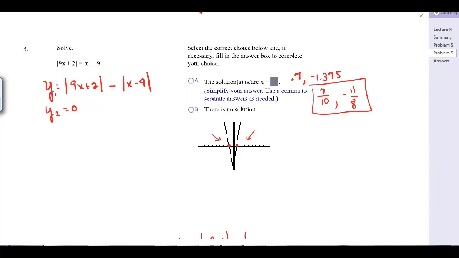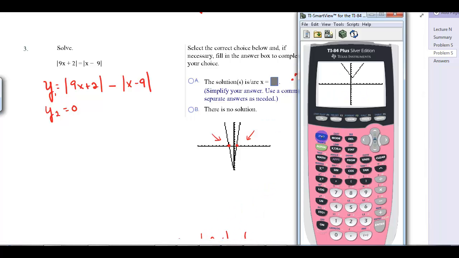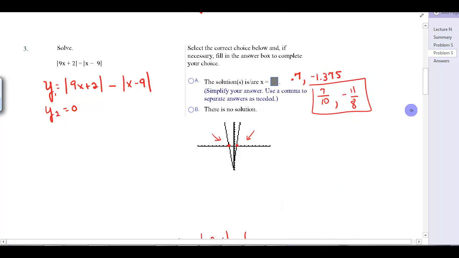On your calculator, if you get a decimal value, and you want to have that be a fraction, like 0.7, choose math, and the first option's fraction, and it would make it 7 over 10. So if it requires a fraction, you could do that on your calculator.